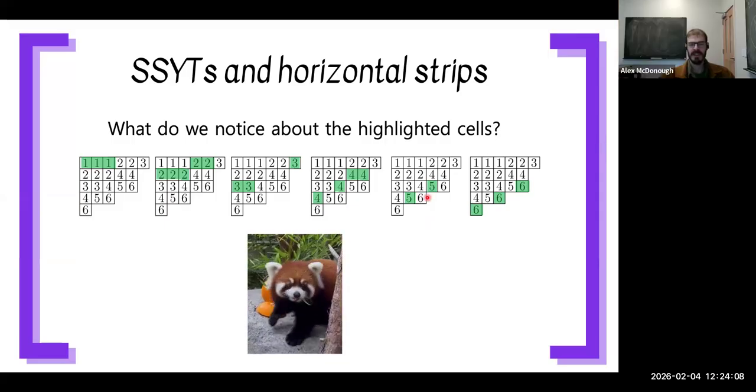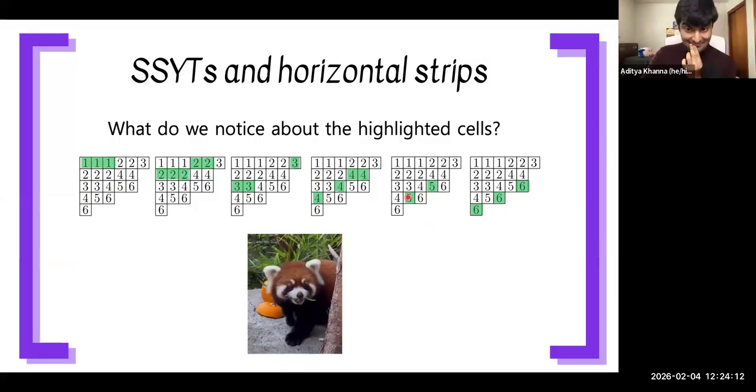They're kind of like moving down and to the right, generally. They are moving down and to the right. But if I look at a particular diagram and I just look at these shaded cells, what do I see?